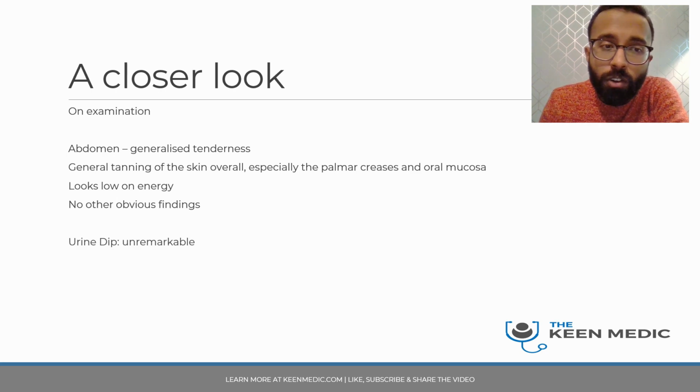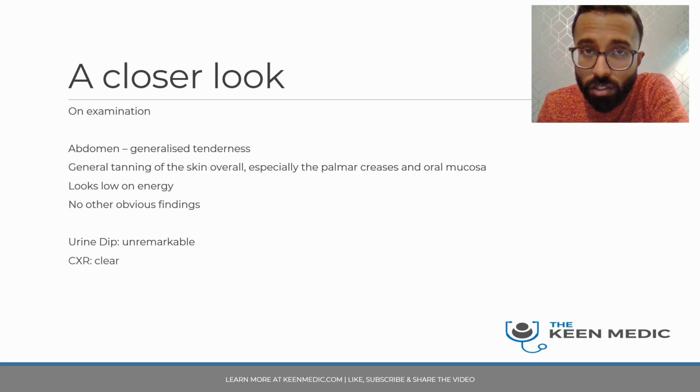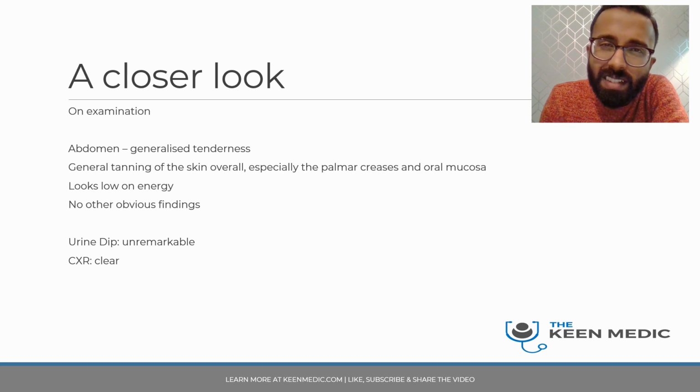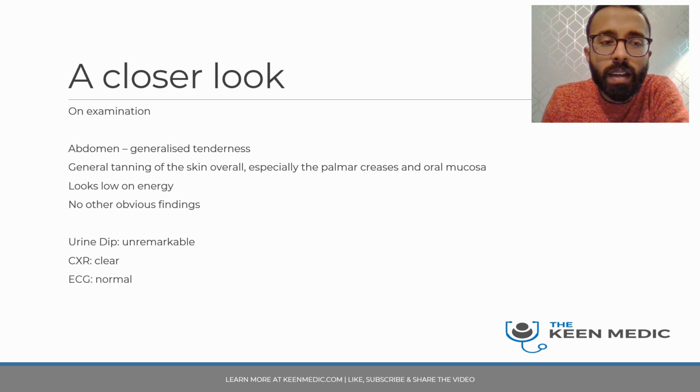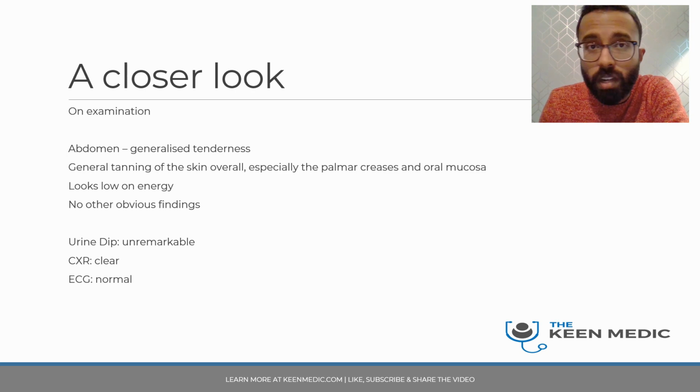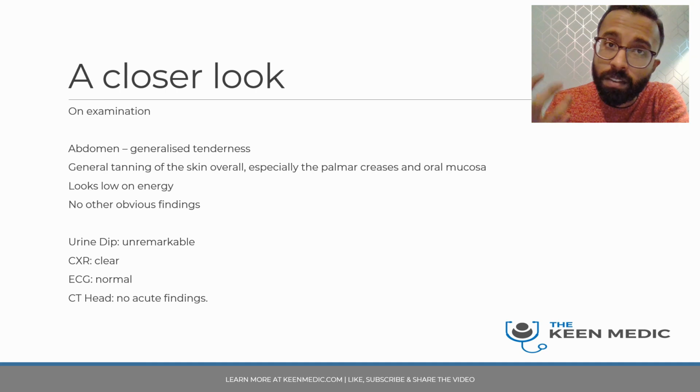Okay, urine dip is unremarkable. It is negative, so that rules out urine infection, and so is the chest X-ray. So that's also clear. Okay, so it doesn't quite look like a sepsis picture then. ECG shows normal sinus rhythm. There's nothing obvious there. So this wasn't an arrhythmia that caused him to collapse. That's important. CT head shows no acute findings, so that's not a bleed or a significant stroke.